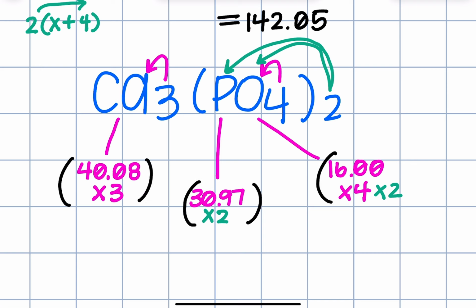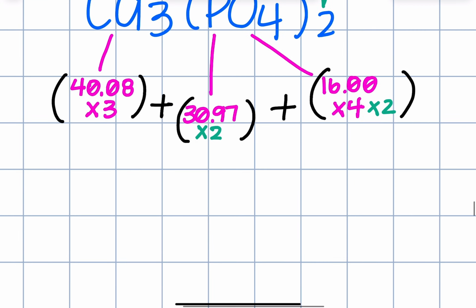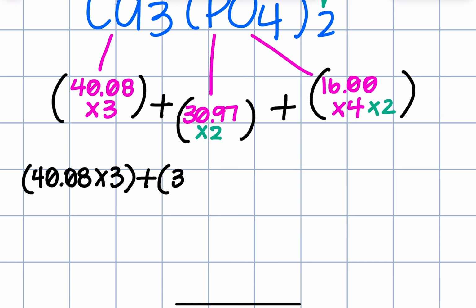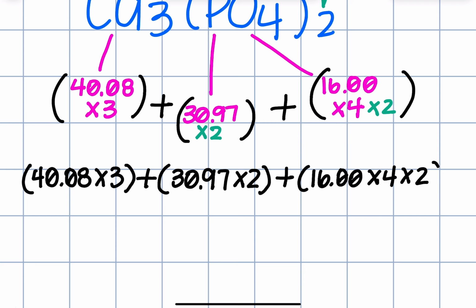So again, each element gets its own set of parentheses, and we add them together. So 40.08 times 3 plus 30.97 times 2 plus 16 times 4 times 2, which gives me a molar mass of 310.18 grams. That's it. That's how you calculate molar mass.